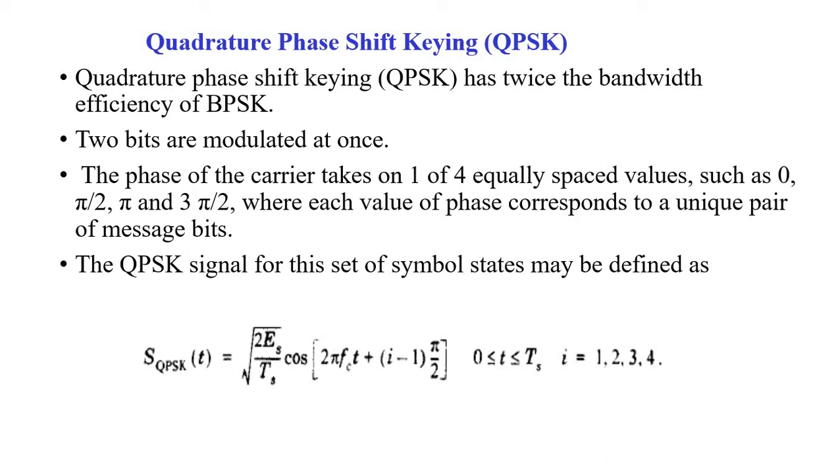In this expression we can see the term 2 into Es, where Es is the energy per symbol, and Ts denotes the symbol duration.